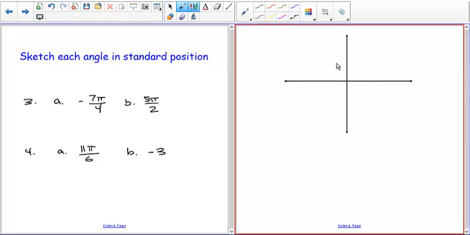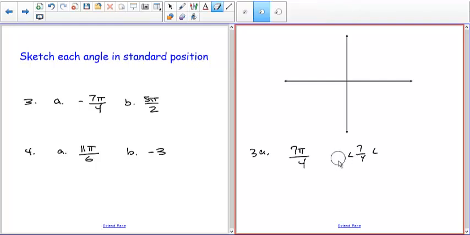But we need to know where it fits. So let's just look at the quadrant first. So you've got negative 7 pi over 4. So let's do 7 pi over 4. So this is 3a. We're going to do 7 pi over 4, and then we're going to flip it over the x-axis. So what we're looking for is 7/4. Where does that fit? Well, 7/4 is more than 1. Actually, it's more than 1.5.